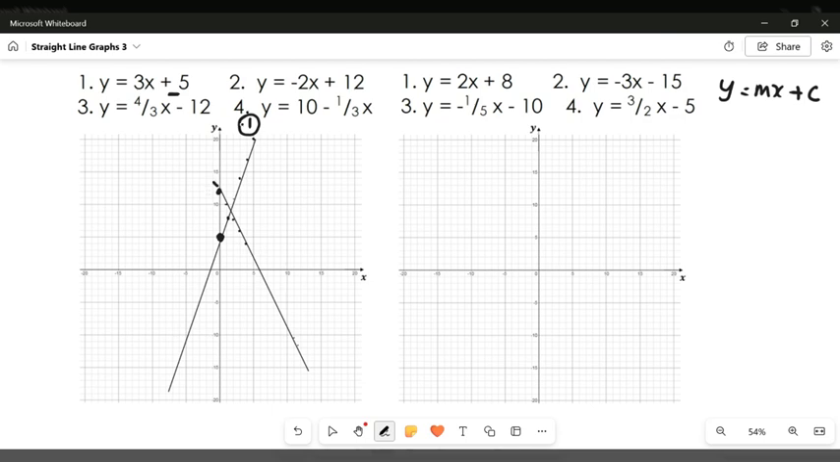Right, number 3. y equals 4/3 x minus 12. So first of all, it intercepts at -12, so -12 is there. The gradient is 4/3. It's a fraction and it's positive, so we're going to go right the denominator, and because it's positive, up the numerator. So right 3, up 4. Right 3, up 4. Right 3, up 4.